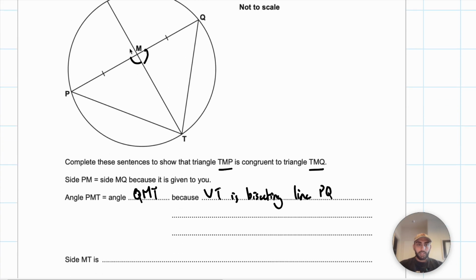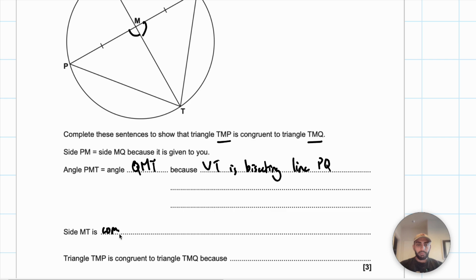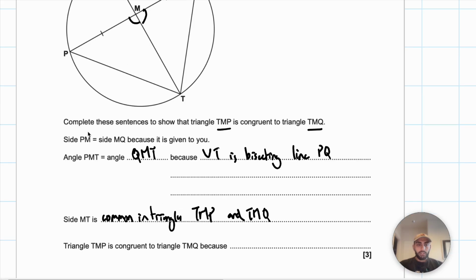Side MT, it's part of the triangle PMT and it's part of the triangle QMT. So we can say it's common in triangles TMP and TMQ. Triangle TMP is congruent to triangle TMQ. So let's see what rules we've used. We've used a side, angle, and a side: side, angle, side.